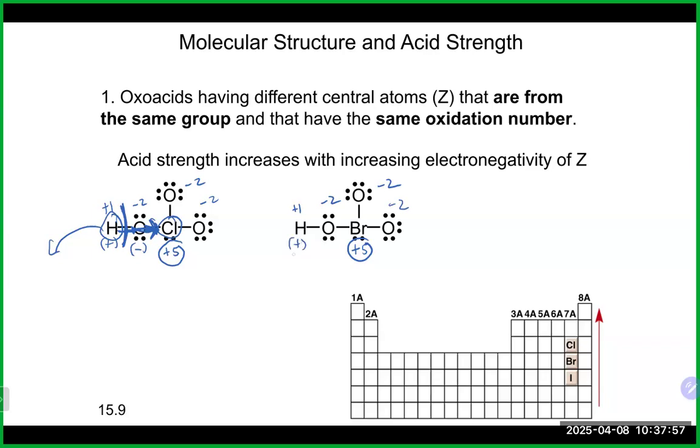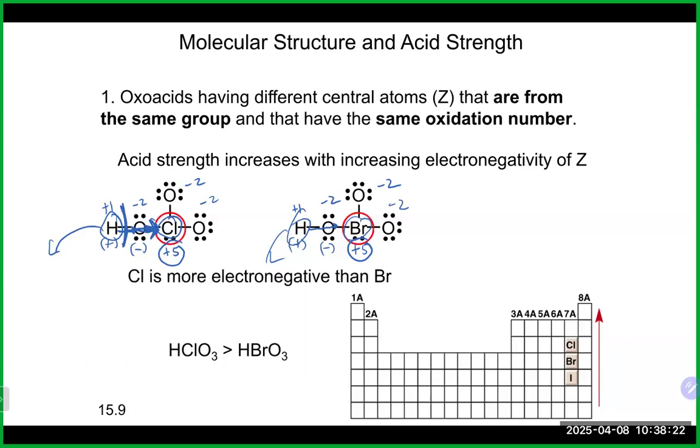This guy is going to be more positive, this guy is going to be more negative. But in comparison to chlorine, bromine is less electronegative. So it's not going to pull as much of those electrons in and not weaken that OH bond as much. And less of it will come off. It still will pop off, but less of it will come off. So based on electronegativity, the HClO3, the chloric acid, is actually a stronger acid than the bromic acid in this case. Any questions on that?